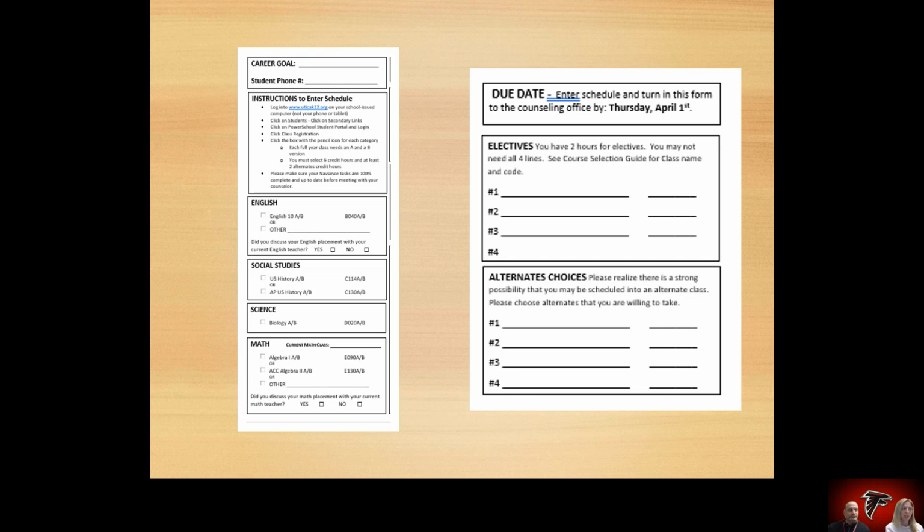Next up, you have social studies. Your choices are U.S. history or AP U.S. history. One of those is a graduation requirement that you have to take. And next up is biology. There's only one choice for you, which is biology.